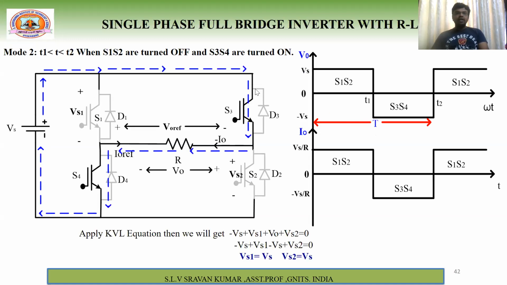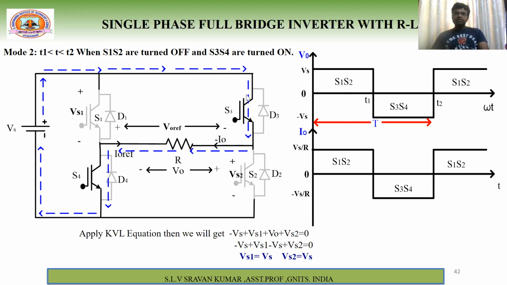Now see the next mode of operation, from T1 to T2. From T1 to T2, S1 and S2 are turned off and S3, S4 are turned on. That means these two switches are turned on. Therefore, how will the current flow? Plus Vs, this S3 and R load, S4, and to the return path.